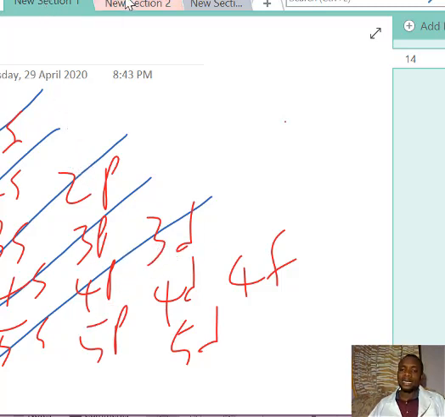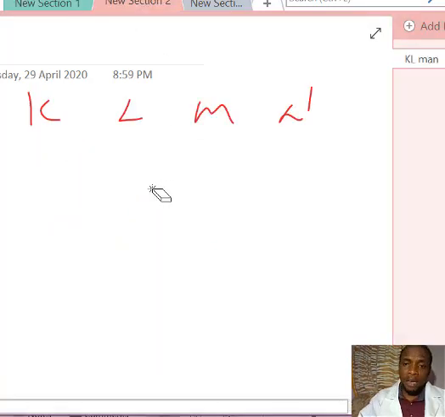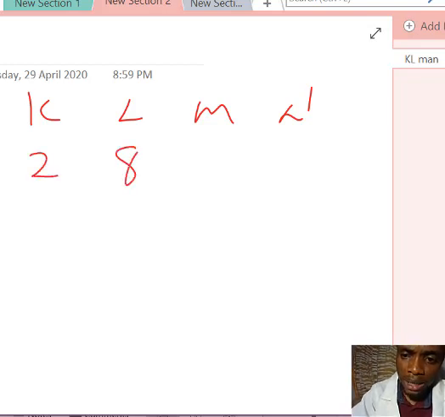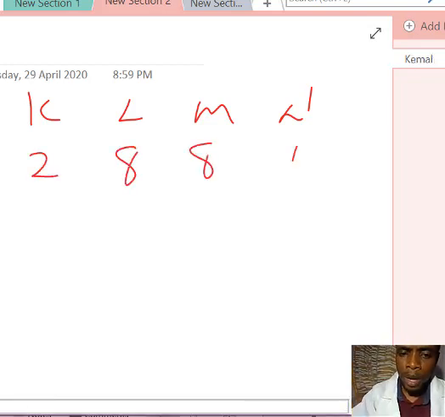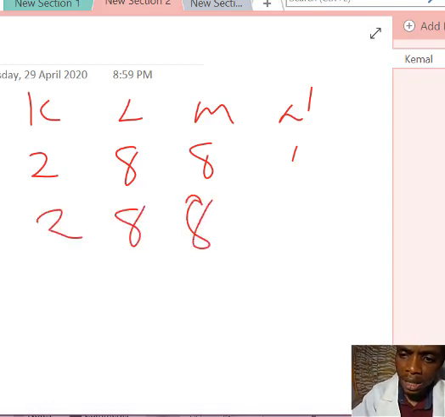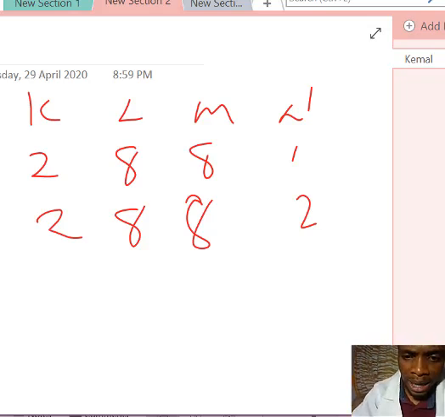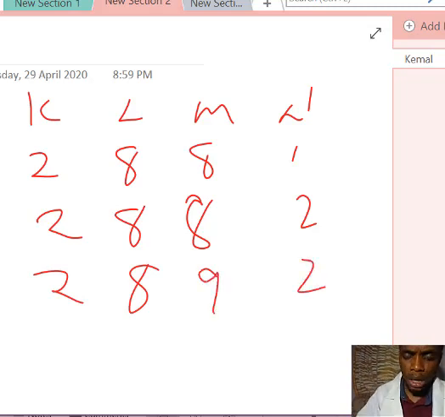So on that note, if we are writing for potassium, potassium is going to be 2, 8, 8, 1, while calcium will be 2, 8, 8, 2. Then if you want to continue with scandium, which is number 21, scandium will now be 2, 8, 9, 2, meaning you continue to give M until M is now 18.